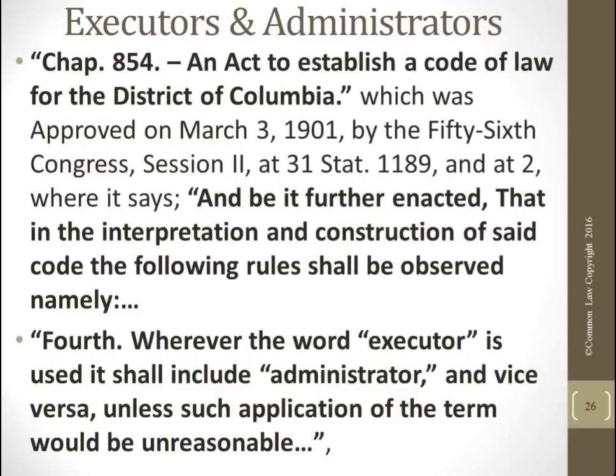This is a DC code again. This is just confirming what we just talked about. And fourth, okay, so this is right up at the front of the DC code. It says, fourth, wherever the word executor is used, it shall include administrator and vice versa, unless such application of the term would be unreasonable. And so it's all dealing with dead things.